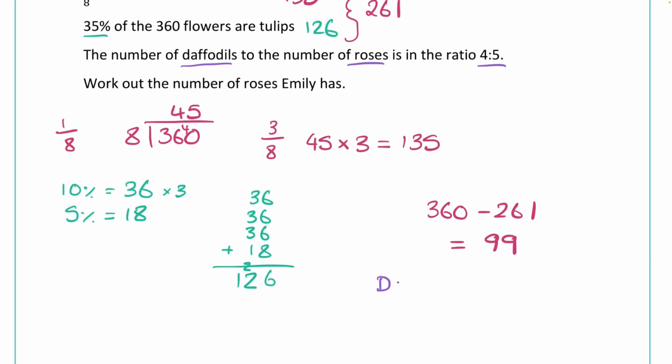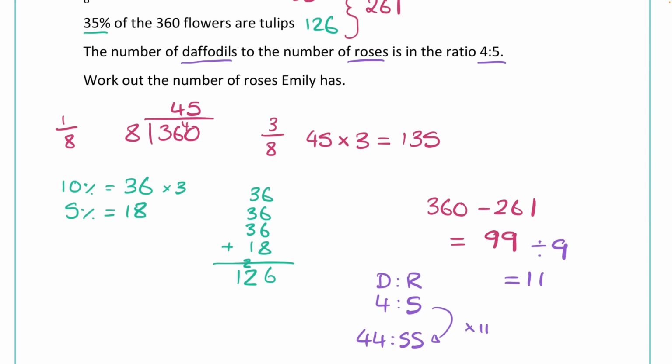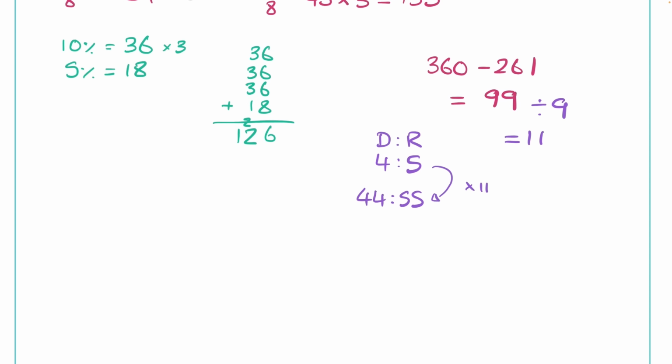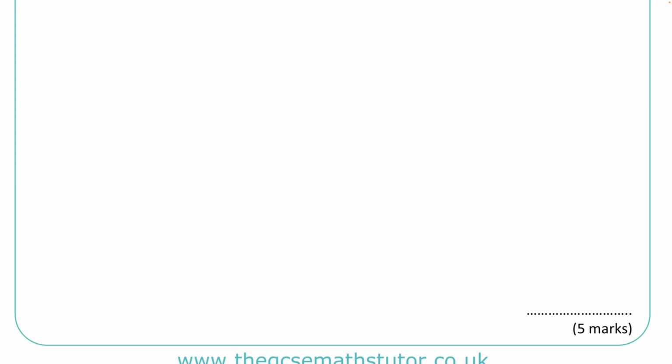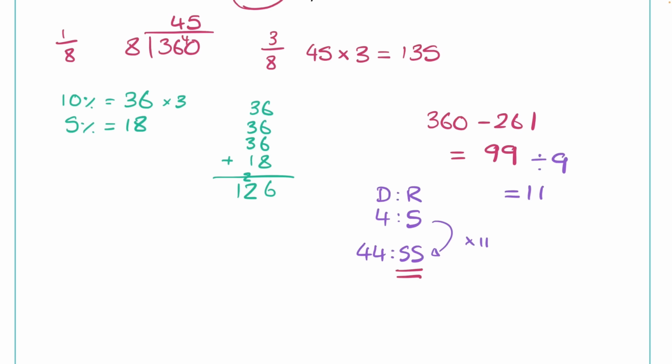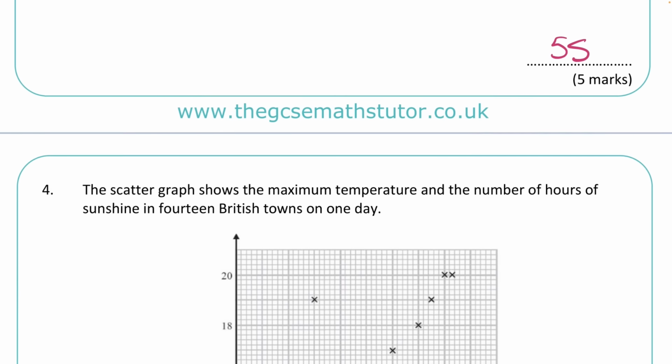So we have daffodils to roses, 4 to 5. That's 9 parts in total. So divide that by 9 is 11. And then we'll want to multiply both of these by 11, which is 44 and 55. We wanted to know how many roses there are. So the roses is the 55. And there we go, that's our final answer, 55 roses. So being really confident there with fraction of an amount, percentage of an amount, and of course sharing in a ratio. And there we go, final answer, 55.